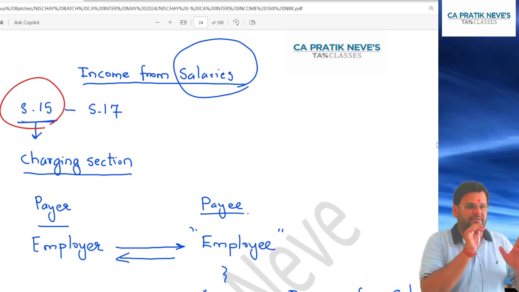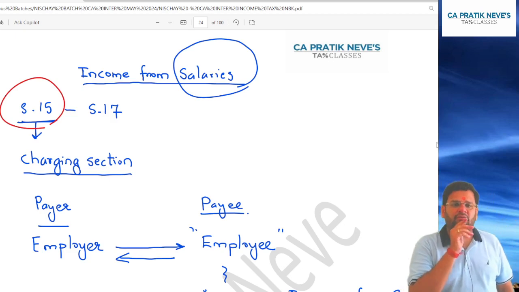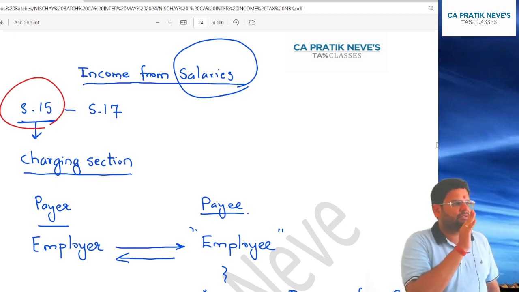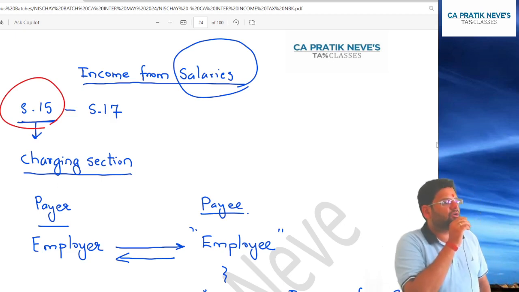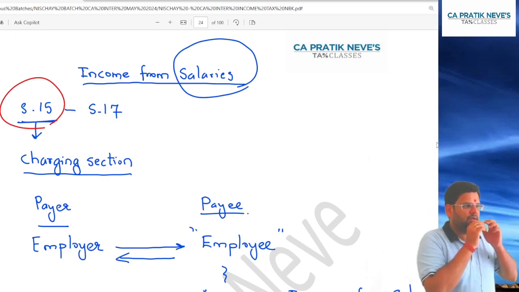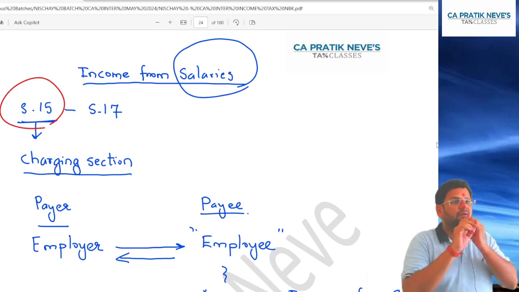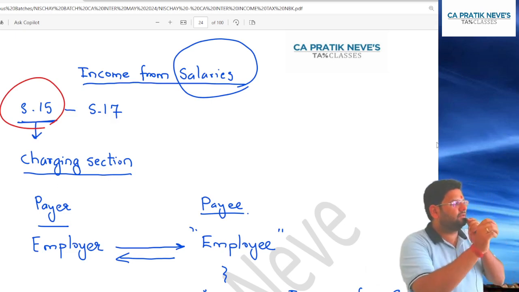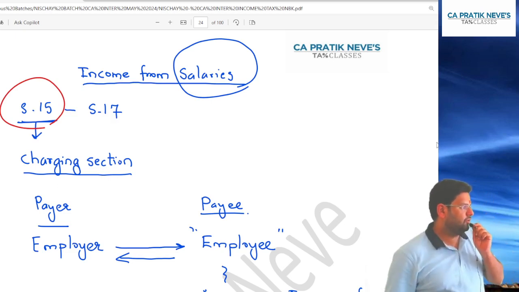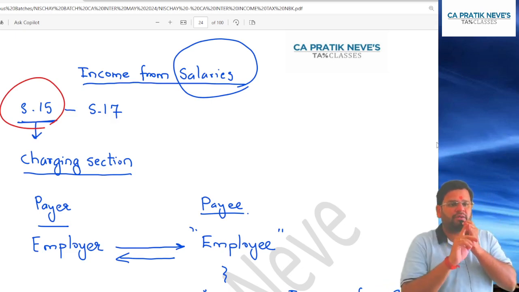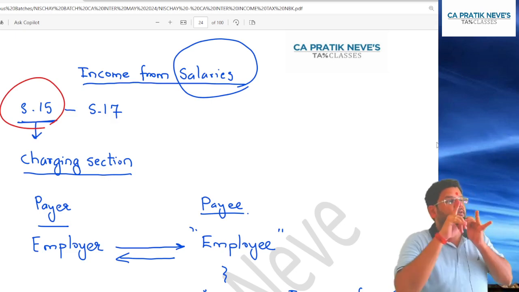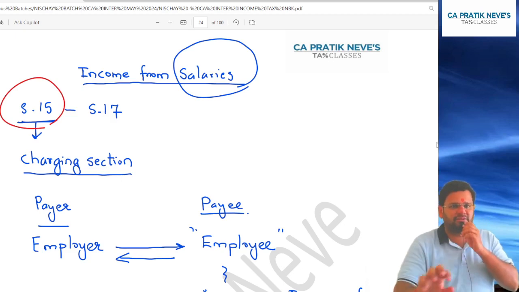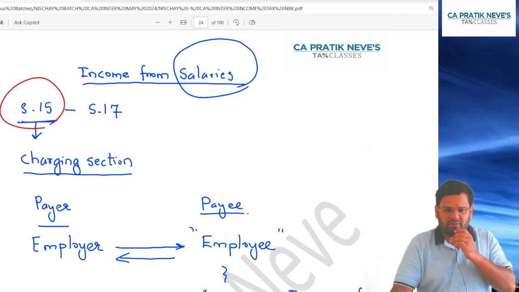So the topic is vast. Why does this topic get vast? It is section 15, 16, 17. 15 is the charging section, 16 will talk about deductions, and 17 will talk about some perquisites. Apart from that, there are some allowances of which you get exemptions. Those are covered in section 10. So in order to understand this topic, we have to understand 15, 16, 17, some exemptions from section 10, and income tax rules. That's how this topic becomes a bit vast.